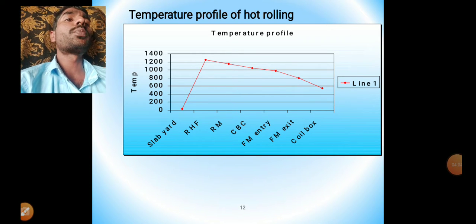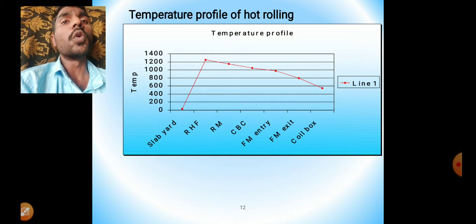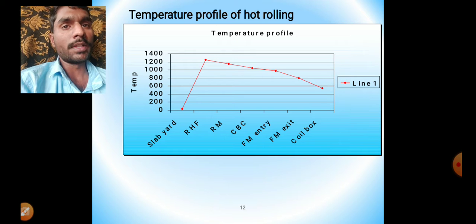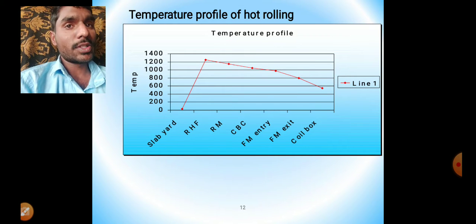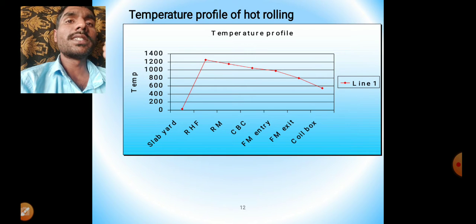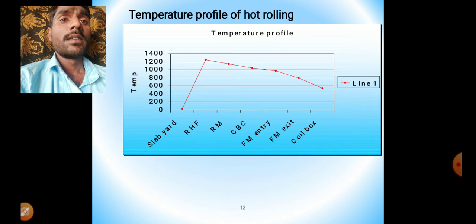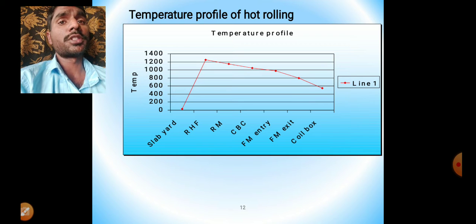Here, for each unit, a certain temperature is required for rolling. When the slab is received from the CCP, the temperature is very low, about 30 degrees Celsius. When charging takes place inside the furnace, it goes from 30 to 700 degrees Celsius. And in the RHF, the temperature is maintained at 1250 degrees Celsius.